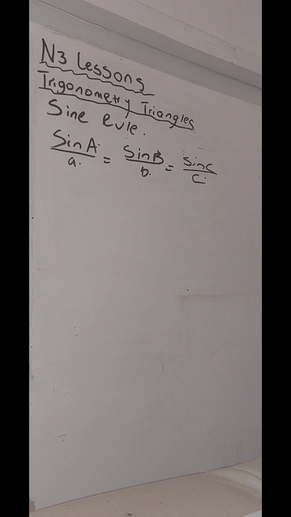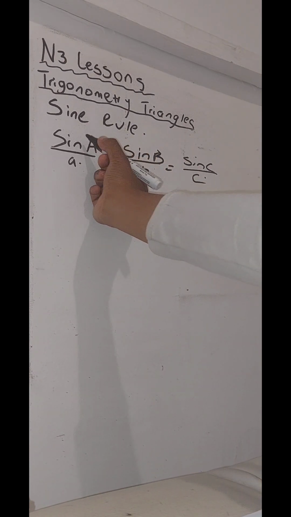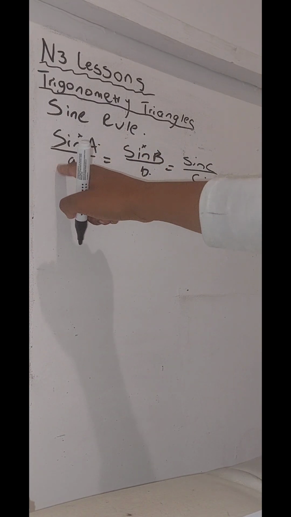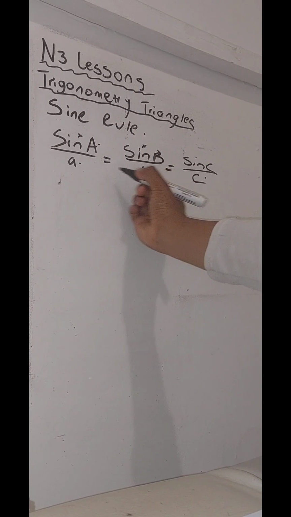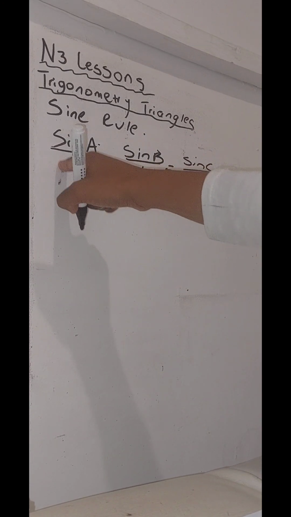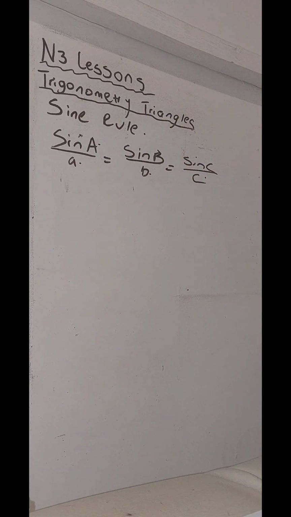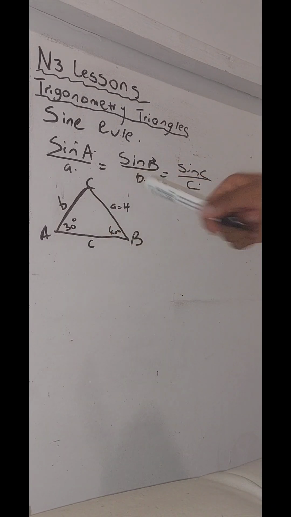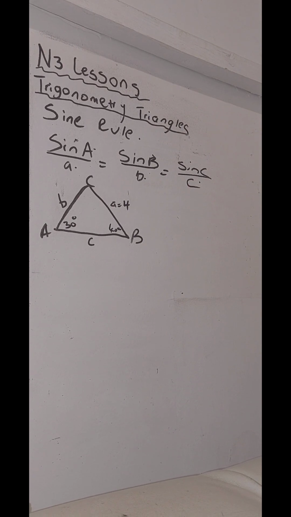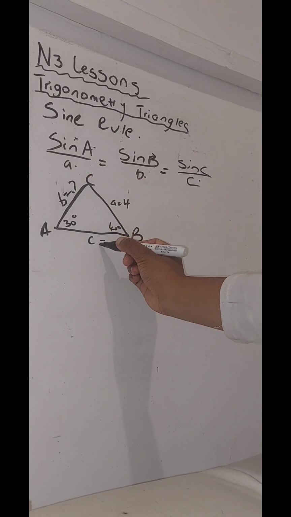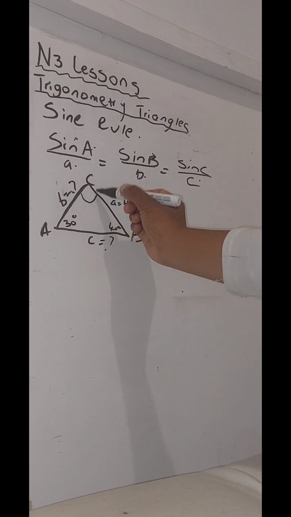So how can we use this rule? We can use this rule where we have two angles and one side, or we can use this rule when we have two sides and one angle to solve. So let's see from the triangles and try to solve using this. Okay guys, here is the triangle. What is missing here? We don't have b, we don't have c, and we don't have this angle C.